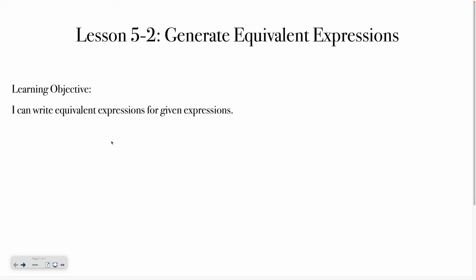Let me write two things on the screen for you. If I were to write 3 plus 0, and I would ask you, is that equivalent to the number 3? Most of you would say yes. What's another way of writing an expression that's equivalent to 3? Well, if I were to write 3 times 1, that's also equal to 3, right?